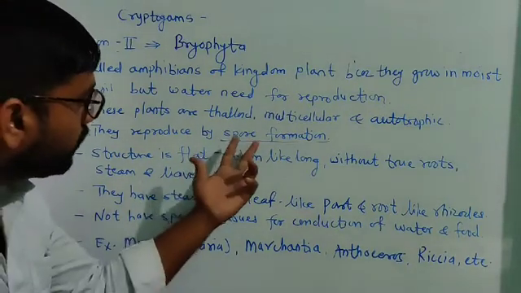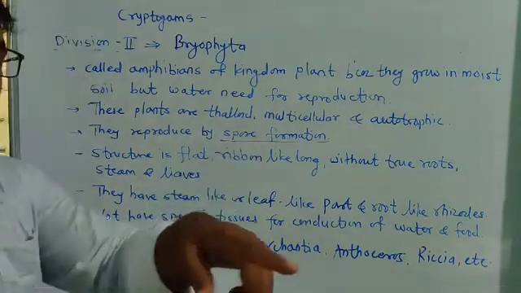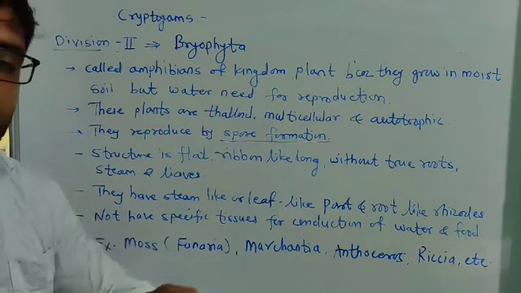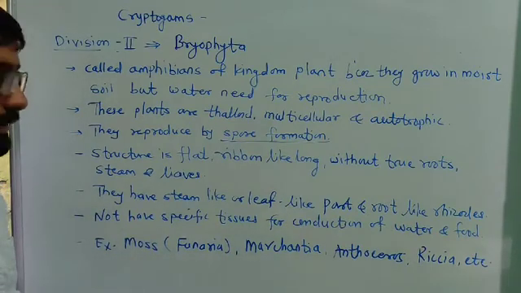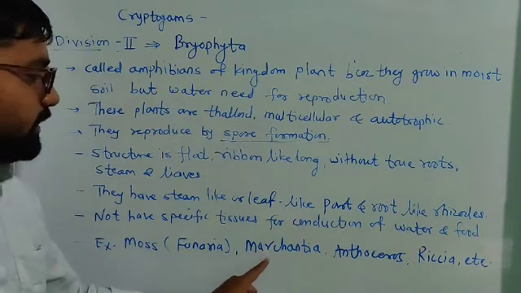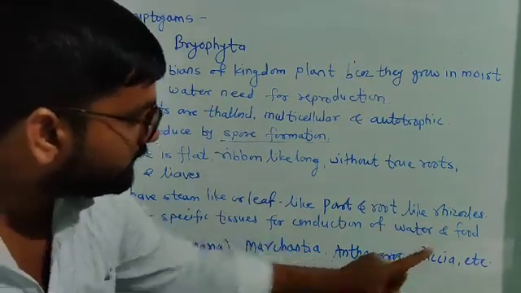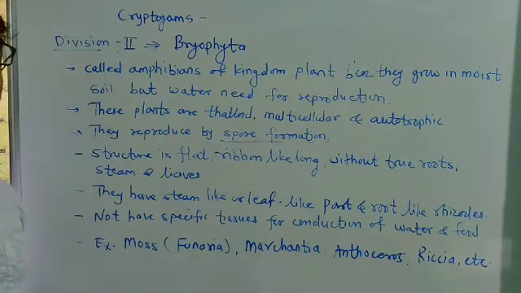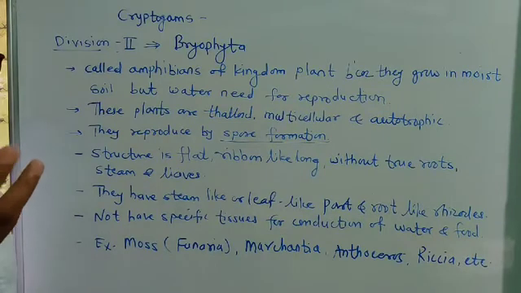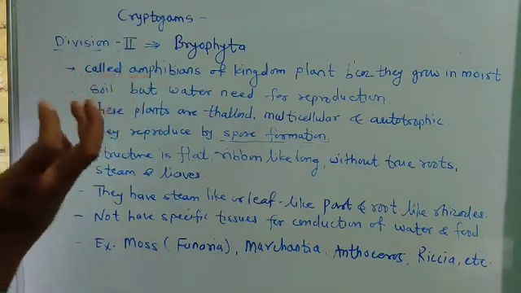Spore formation: if you see the diagrams in the books of moss, Marchantia, Anthoceros and Riccia, then if you see their body structure, one upper part has a somewhat round shape developed there.